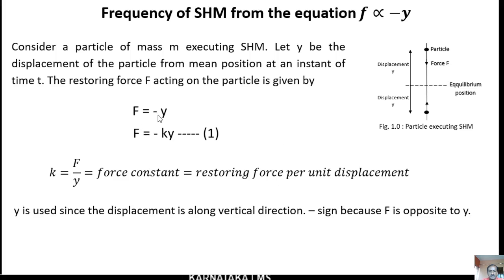Here the restoring force varies directly proportional to the displacement. Therefore F equals minus ky. That is equation 1. Here k is the force constant, given by F by y, the restoring force per unit displacement. Here y is used since the displacement is along the vertical direction, because the particle executes vertical motion. The negative sign indicates that F is opposite to the displacement. When the displacement of the particle is upward, the restoring force is opposite to the displacement.